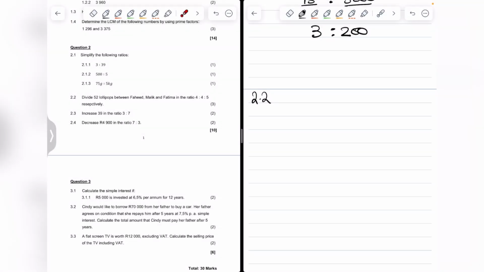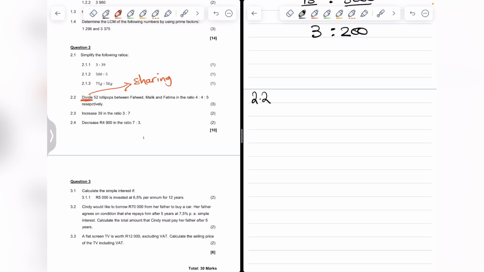Right, 2.2 now. Divide 52 lollipops between Fahid, Malik, and Fatima in the ratio 4:4:5. Right, so here we have sharing in a given ratio. Like I mentioned in class, the word divide can also mean sharing. So sharing and dividing is the same thing.